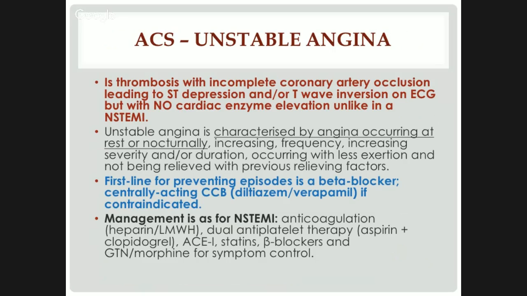So we've talked about unstable angina. So treatment, you need to know treatment. So the first line for preventing episodes of angina are beta blockers. And if beta blockers are contraindicated, so remember contraindications are things like asthma, you can give them a centrally acting calcium channel blocker. So they're slowing the heart rate and they're working to reduce oxygen demand of the myocardium, which improves symptoms. Eventually though, you need to treat this because it's a dynamic process as opposed to a fixed obstruction as in stable angina. You need to give these people treatment as you would treat a heart attack.